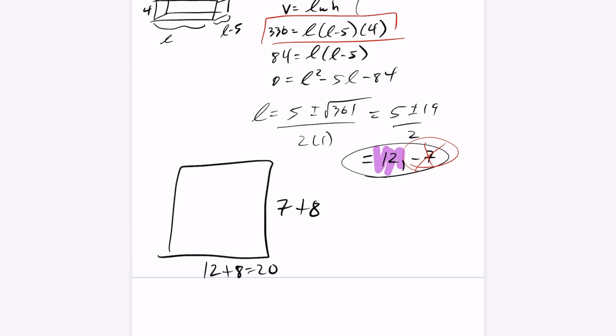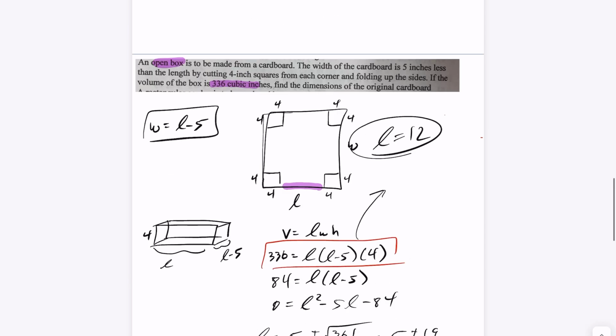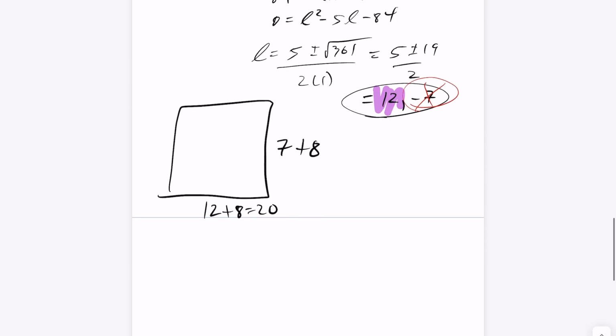Again, you're cutting out that 8 just the same here. When I go to do my width value, this is going to be 5 less. This gives me my 12. I still have to add 4 and 4 as well, so I add 8 to that, and I end up getting 15. So the original cardboard was 20 by 15.